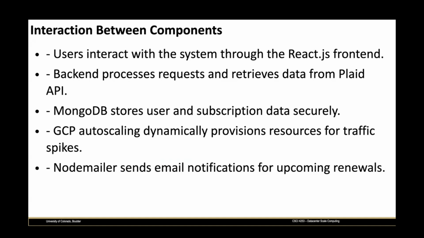Let's go ahead with the interaction between components. User interacts with the frontend to add, edit, or review subscriptions. The frontend sends requests to the backend, which validates the data, processes the business logic, and interfaces with the database or external APIs. Autoscaling ensures performance during high traffic periods, and the load balancer distributes the incoming requests to make sure that fault tolerance is enabled, and that everything works properly between the nodes. So yeah, that's how the components interact with each other.